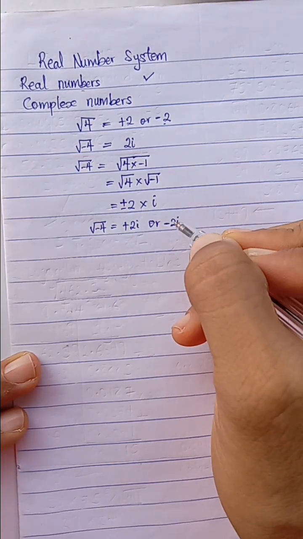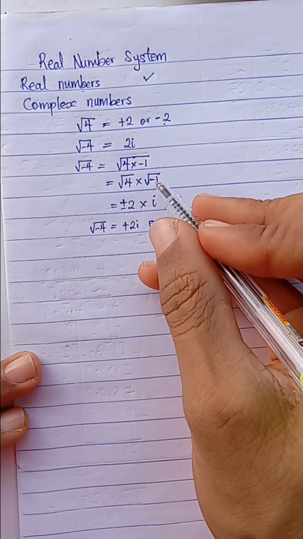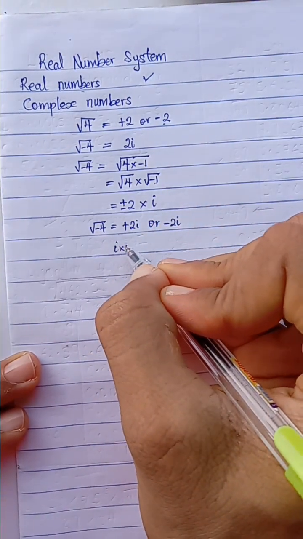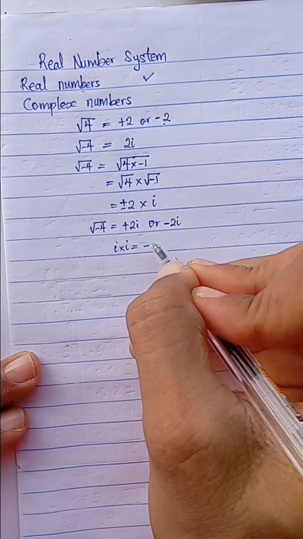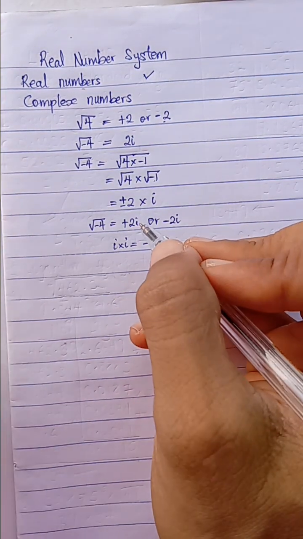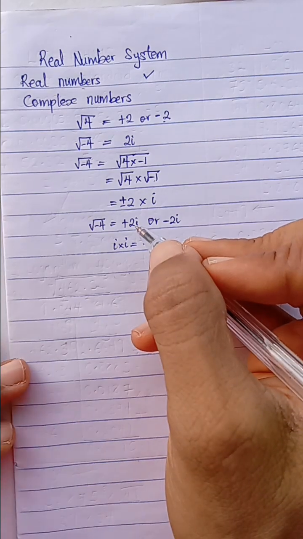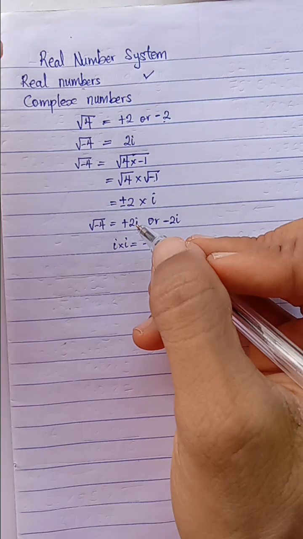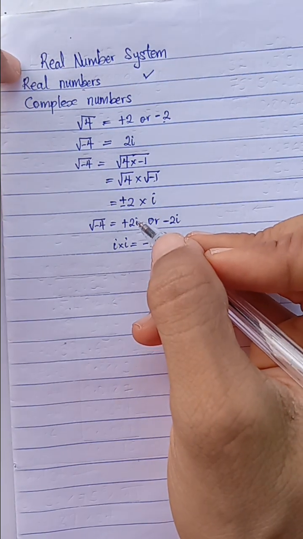Where i is always the square root of minus 1, that means i times another i is equal to minus 1. But we'll go into details of that in subsequent classes or in further maths. So we'll be focusing on only real numbers.